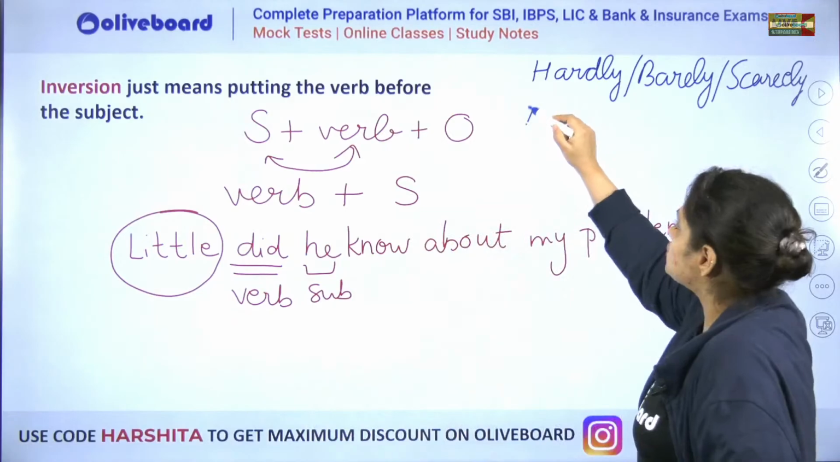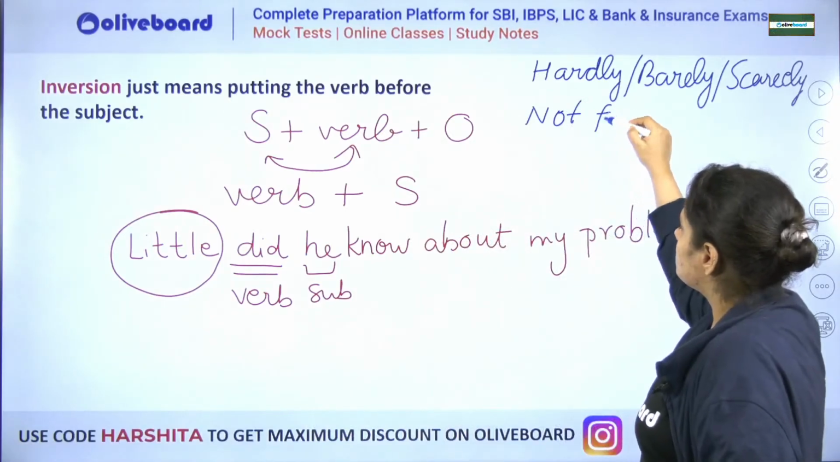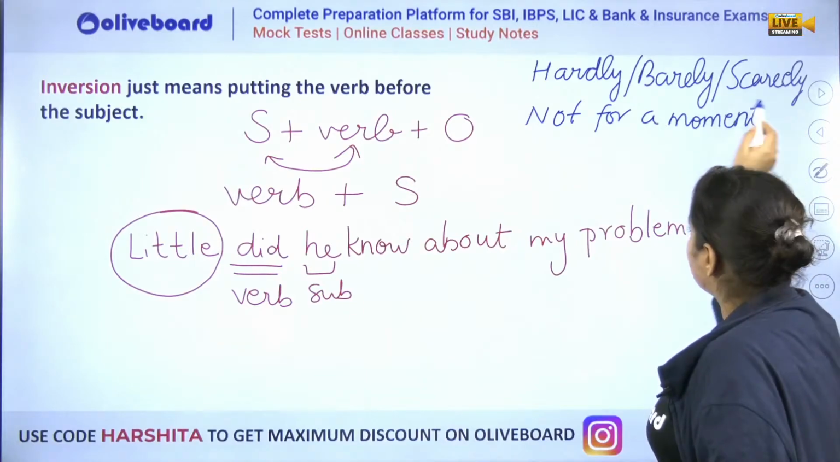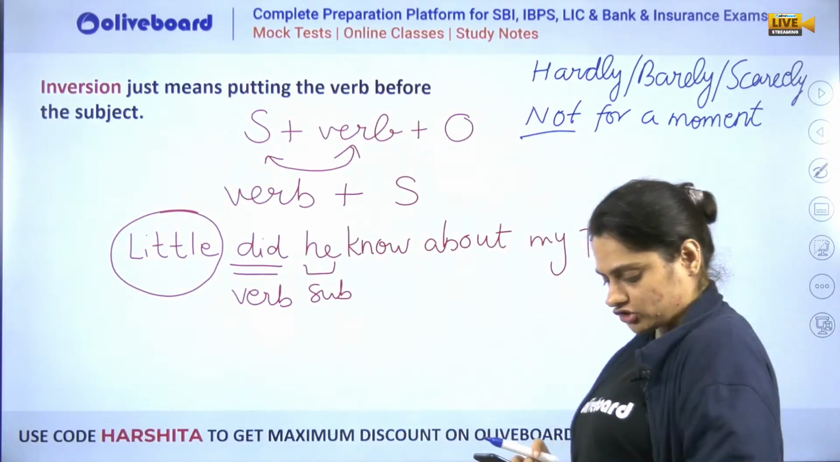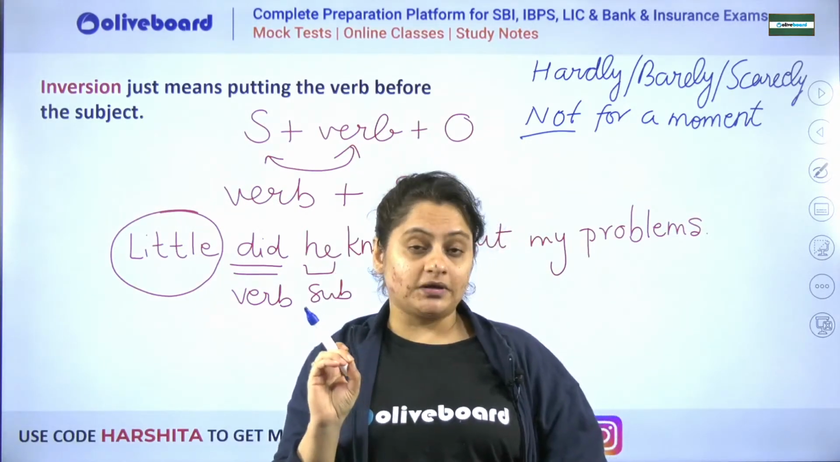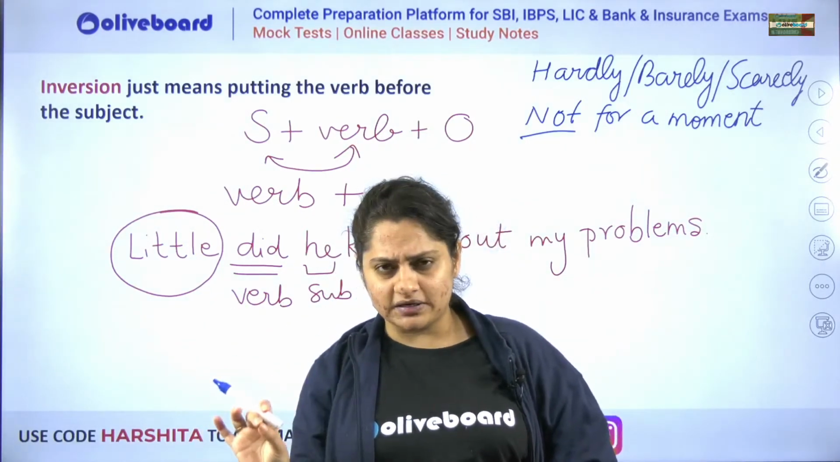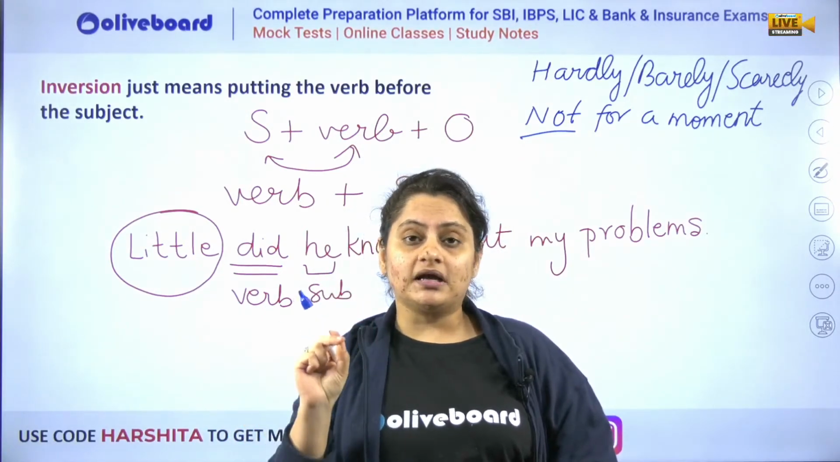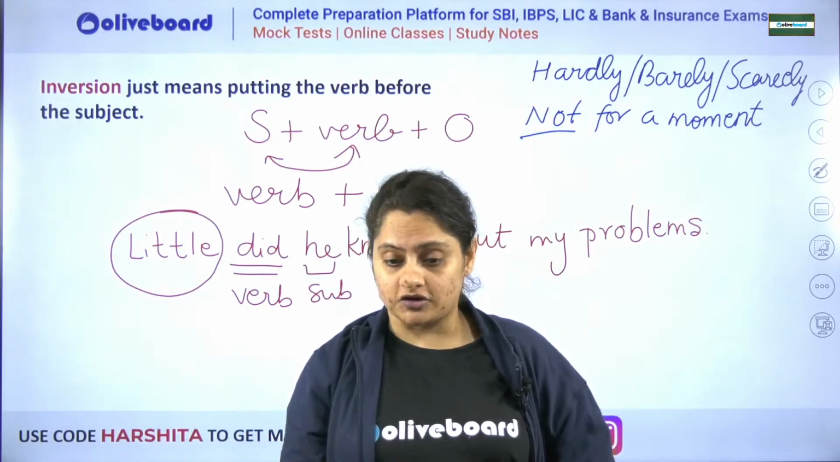For example, if I write this phrase, not for a moment. If you start your sentence with this phrase, आपको पता है ये negative है not, तो इसमें भी rule of inversion लगेगा. Not for a moment did I think I would be offered the job. Not for a moment did I think. I'm using the verb first. Not for a moment did I think I would be offered the job.